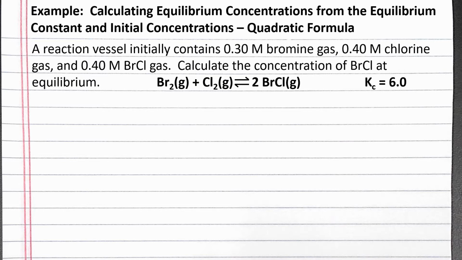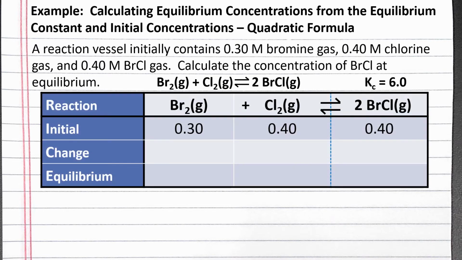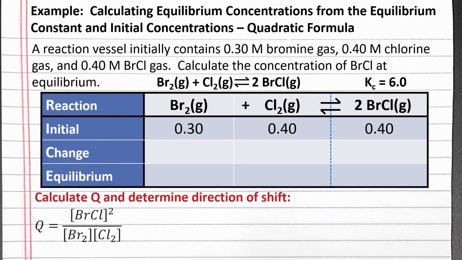We can begin by creating a Rice table with the reaction at the top and the initial concentrations in the second row. To determine the change in concentration, we need to calculate the reaction quotient to determine which direction the reaction will shift to reach equilibrium. When calculating the reaction quotient Q, we use the equilibrium constant expression, but we substitute in the current concentrations. Completing the calculation, our reaction quotient is 1.3.